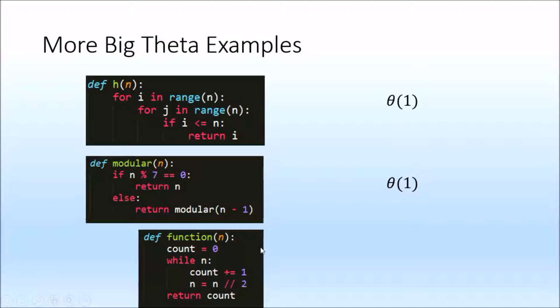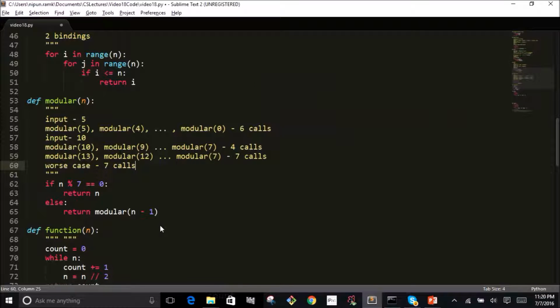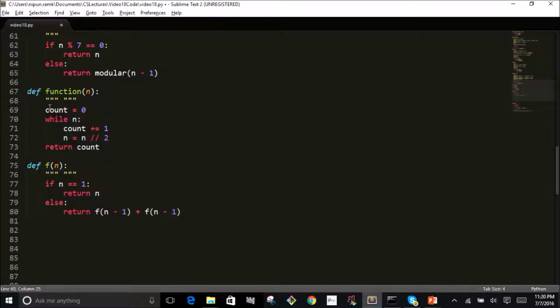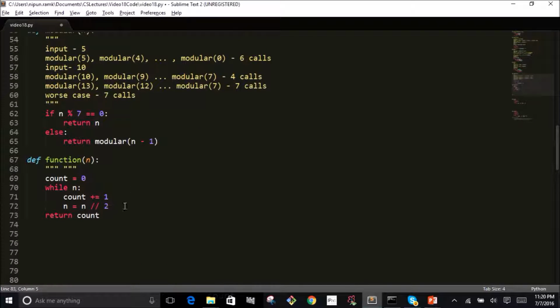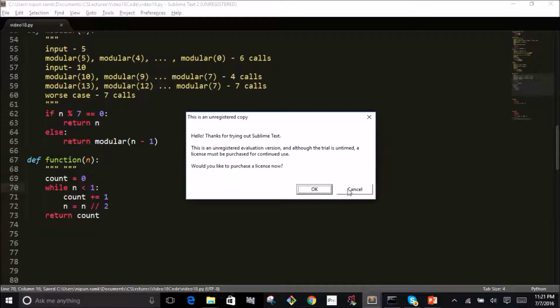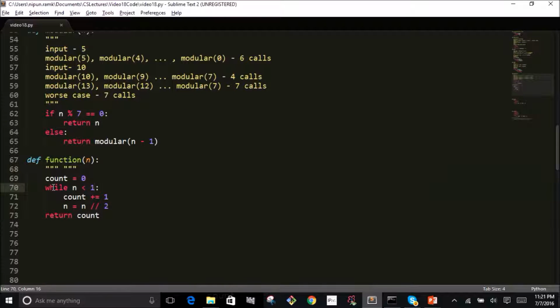All right, one more function we're going to look at before we look at an actually tricky example. So we're going to look at this function that's ingeniously named function. I wonder who thought of that one. But anyway, what this function is going to do is start with a count of 0. Hold on, let me bring this down. Okay, so we're going to start at count is equal to 0. And let me make this more clear. We're going to have the case while n is less than 1. We're going to basically rebind n to n floor div 2.